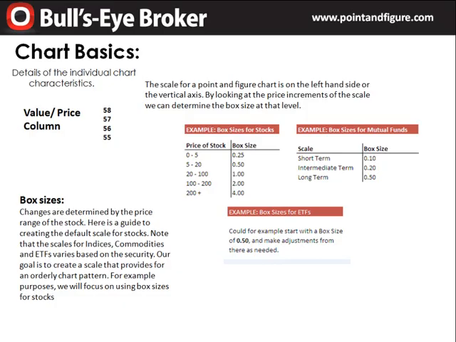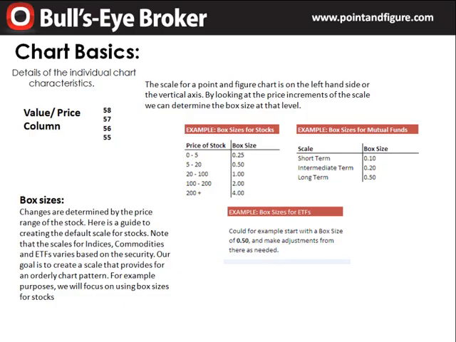Box sizes for stocks. For example, if the stock price is trading between $0 and $5, most people will use a box size of, say, a quarter. If the stock price trades between $5 and $20, the box size is 50 cents. Stocks trading between $20 and $100, it's typical to use a $1 box size. Stocks between $100 and $200, most often $2 is the box size. And over $200, you will see a $4 box size.